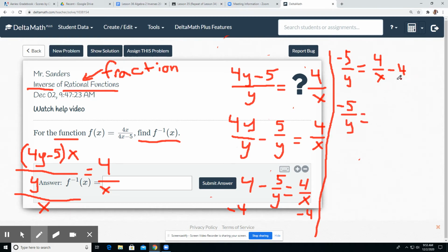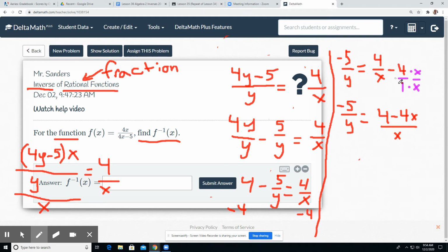So I now have minus 5, so I'll be doing the reciprocal on this one, over y equals, common denominator is going to be an x. So let's go ahead and just help ourselves right here a little bit. So this negative 4 is really negative 4 over 1. Common denominator is x. So we're going to multiply top and bottom times x right here. And that now gives us 4 minus 4x over x.